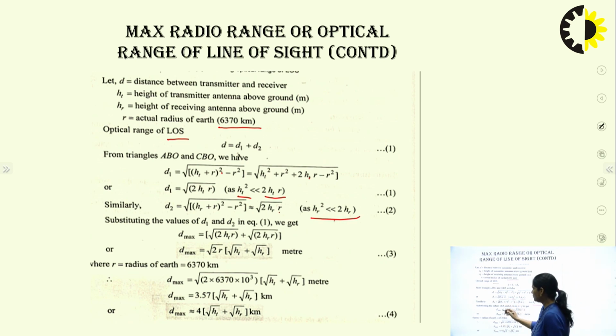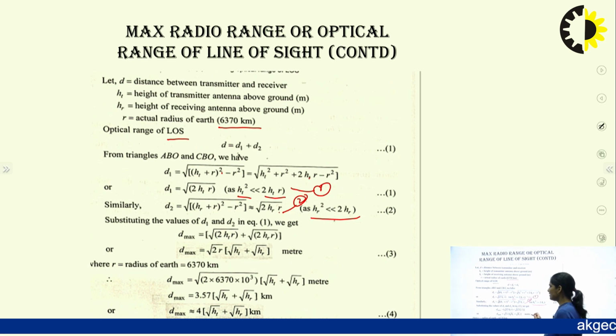So you will get here d1 is equal to under root 2 h_t R, and d2 is equal to under root 2 h_r R, right? Now d max you can find out: d max is equal to d1 plus d2. So add this d1 and this d2, so that is equal to d max. D max is equal to, you can take common under root 2R, and in bracket you will get here under root h_t plus under root h_r. That is d max. Its units are in meter.